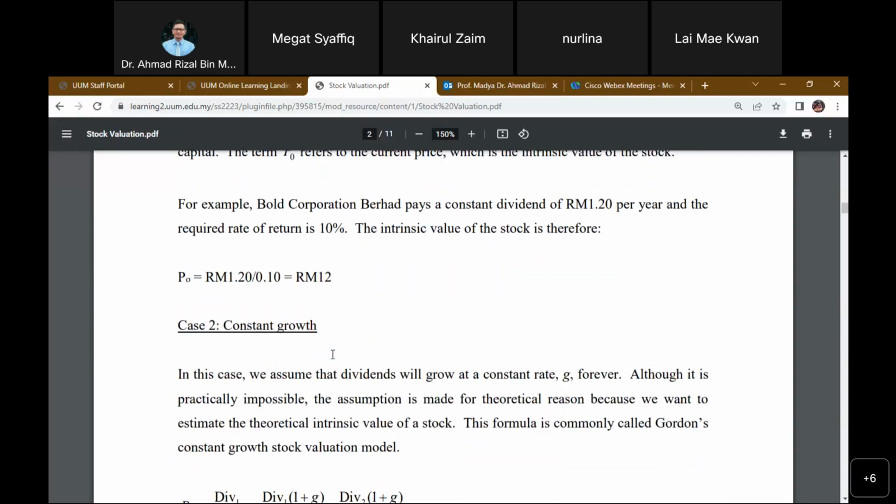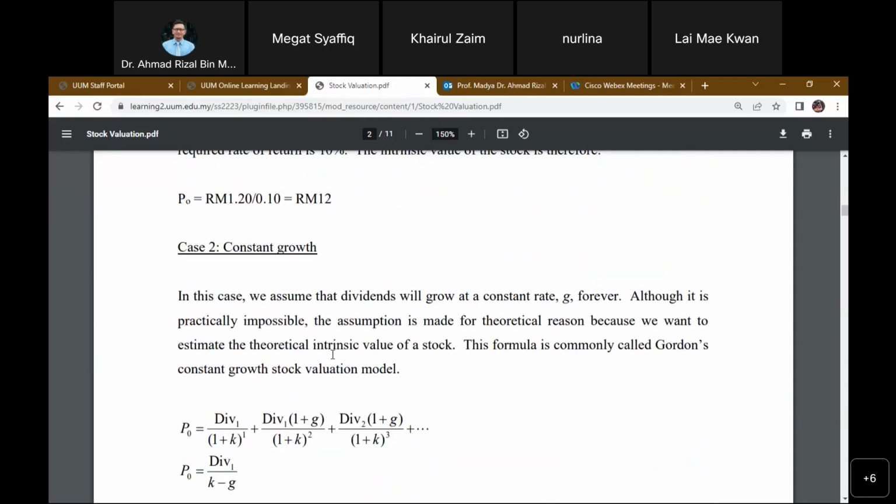Next, we go on to the constant growth scenario. Now, there is growth. The dividend will grow every year, and the growth rate is constant. So it is not the dividend amount that is constant, it is the rate at which the dividend grows that is constant.